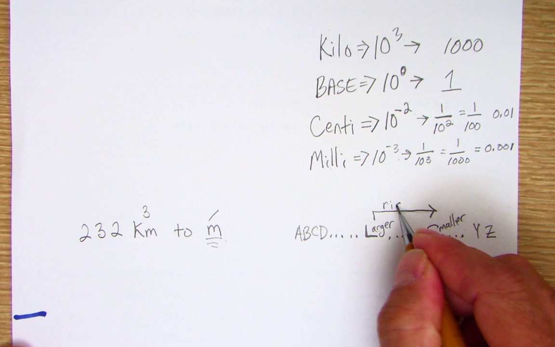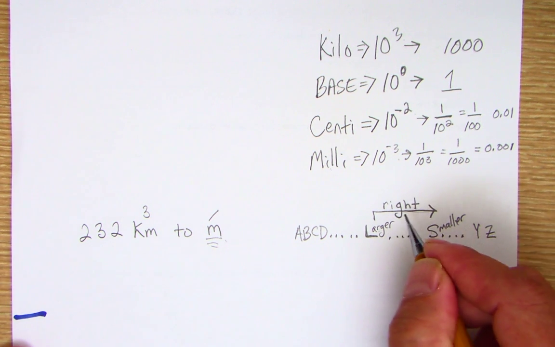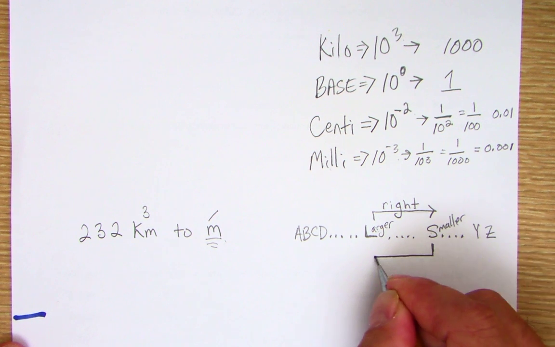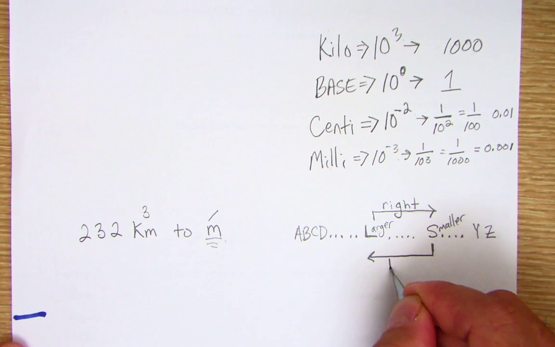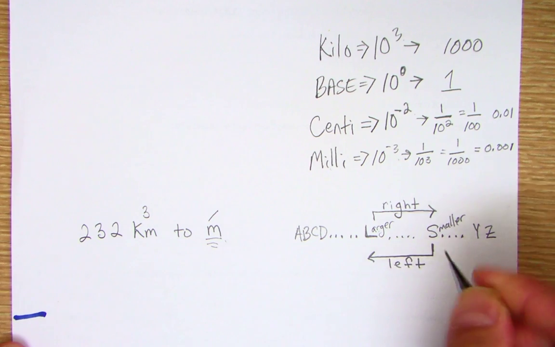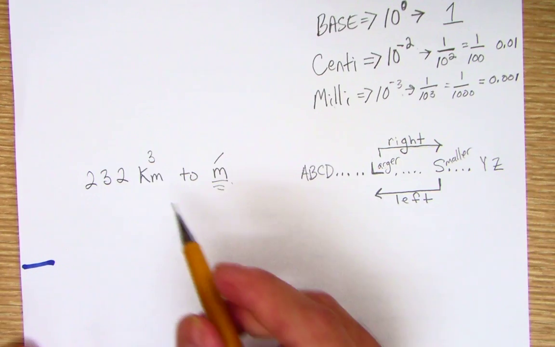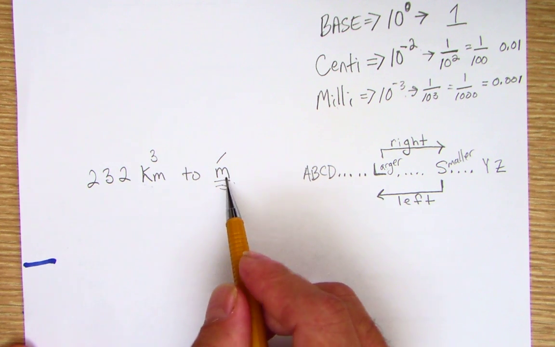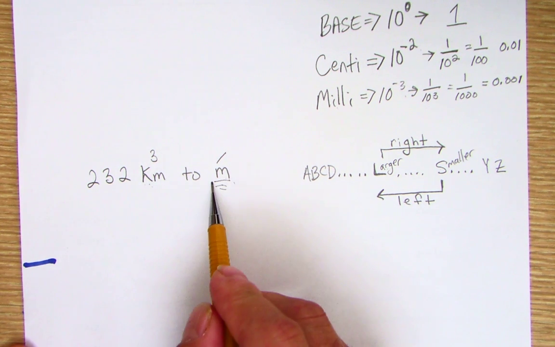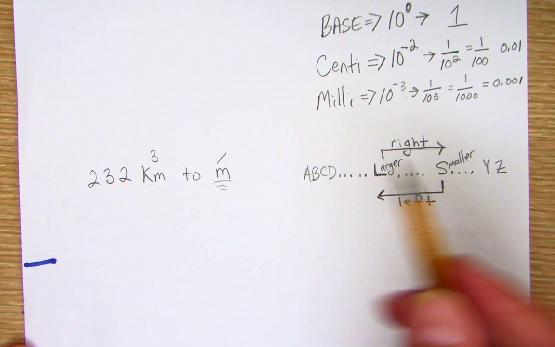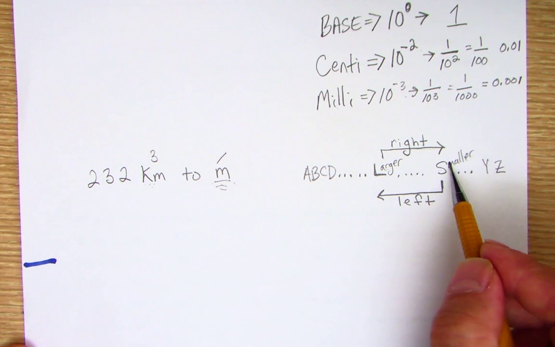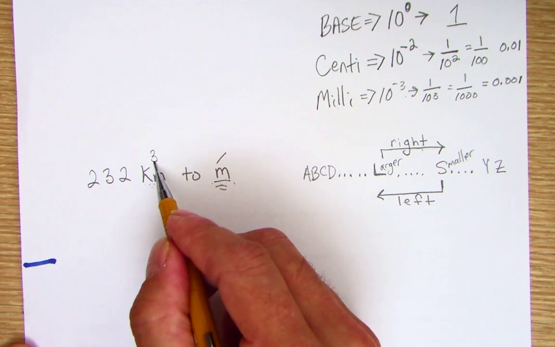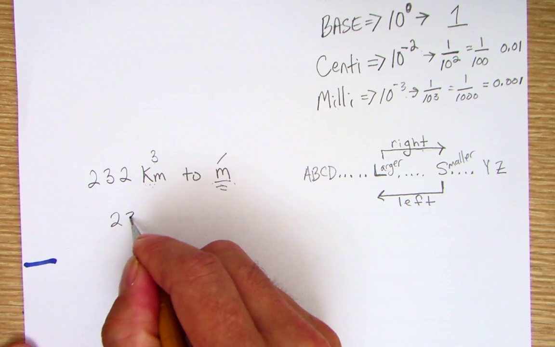And what am I going to move right? I'm going to move the decimal right. Now, if I'm going from a smaller unit to a larger, I'm going to move the decimal left. Now, take our example over here. We have a kilometer to a meter. A kilo is larger than a meter. Large to small. Large to small. So when I look over here, large to small, I move the decimal right. How many do I move it right? I move it 3.